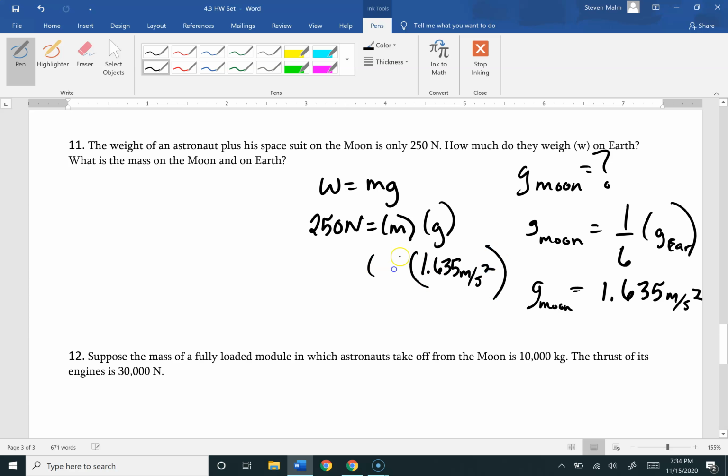Into our problem to solve for the mass, because once we know what the mass is on the moon, we can figure out what the weight is on Earth, because we know that the gravity of the Earth is always 9.81 meters per second squared. Okay, but if you missed this part in your reading, that's probably why you guys were a little bit confused.